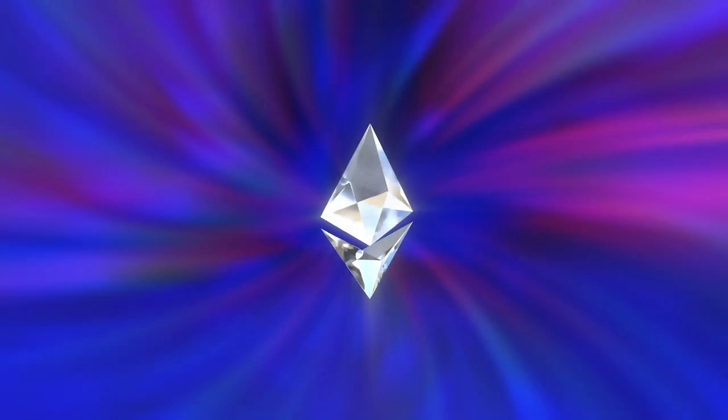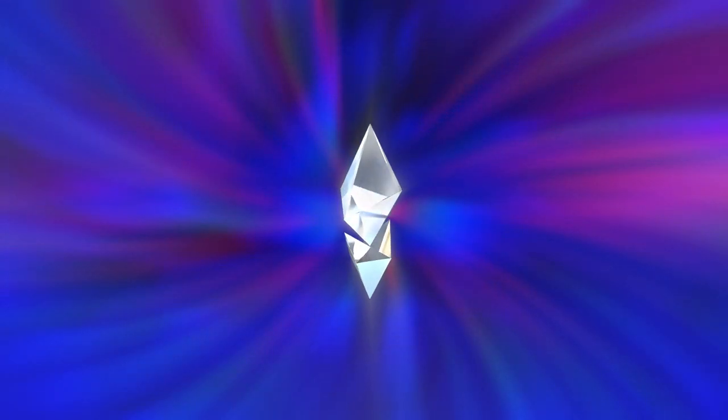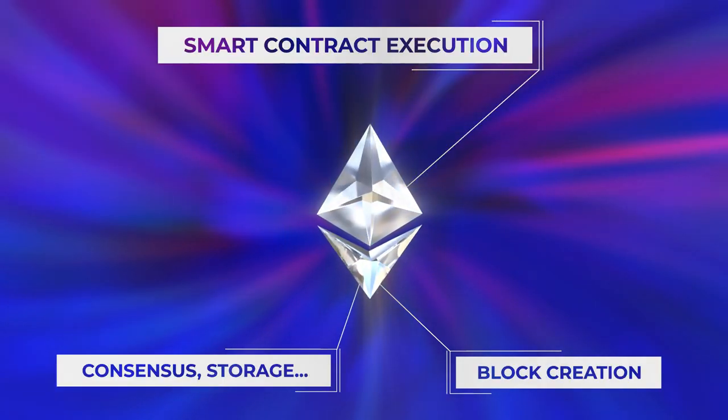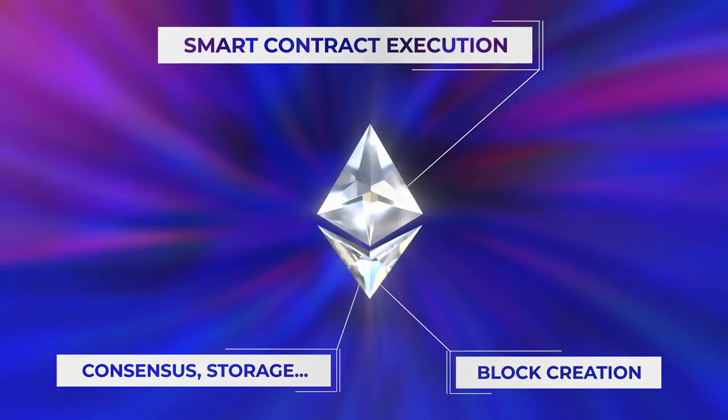Currently, the cryptocurrencies we know are overwhelmingly monolithic entities. They are networks that do everything from start to finish. Block creation, consensus and storage, smart contract execution. The nodes that are active on these networks have to do everything by themselves.